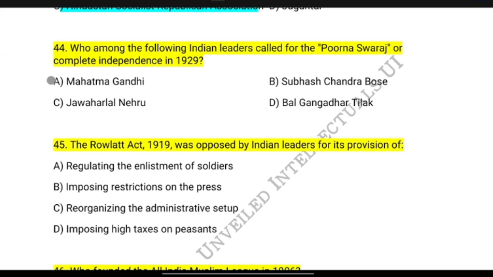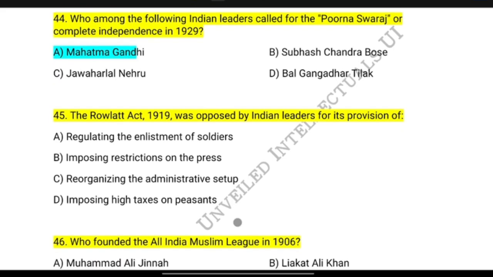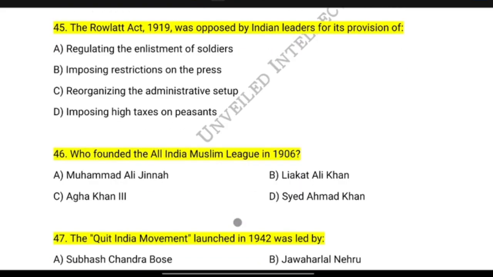Solution. A. Mahatma Gandhi. Explanation. Mahatma Gandhi, during the Lahore session of the Indian National Congress in 1929, called for Purna Swaraj, or complete independence as the goal of the Indian national movement. 45. The Rowlatt Act, 1919, was opposed by Indian leaders for its provision of.